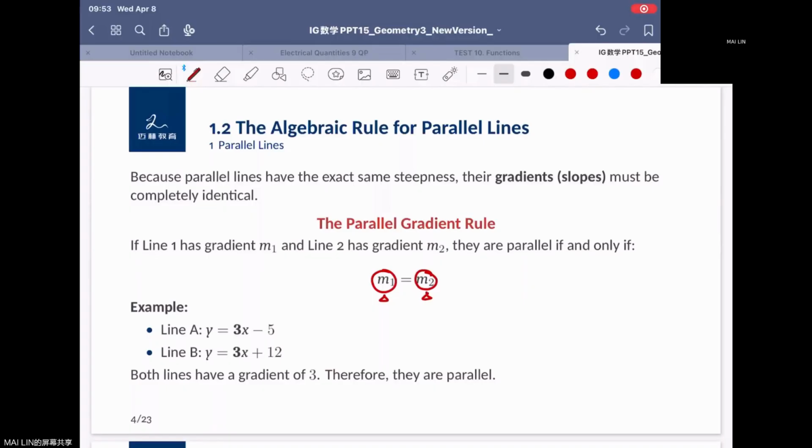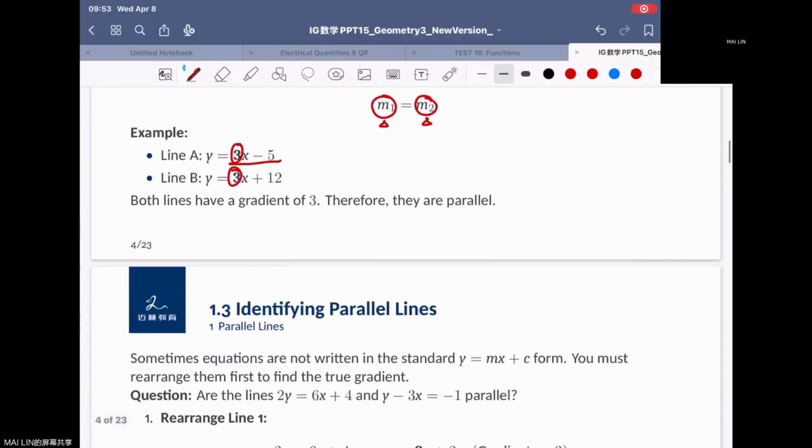M1 is the first line's gradient, and M2 is the second line's gradient. For example, line A is y equals 3x minus 5, and the second line is y equals 3x plus 12. You can find they have the same gradient, that is 3, so line A and line B are parallel with each other. That is the gradient rule.